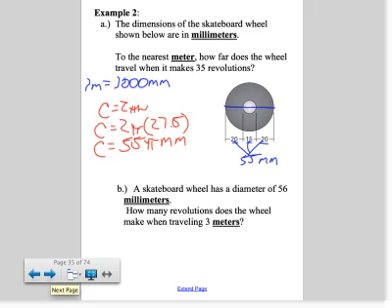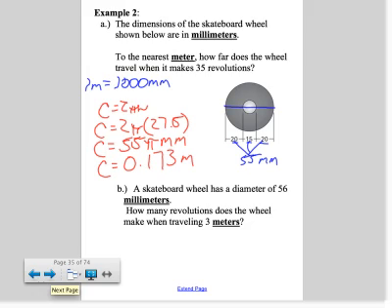And since I want to convert that to meters now, I have 55 pi millimeters. If I want to convert that to meters, then what I have to do is take that and divide it by 1,000. So I have 55 times 3.14, which is 172 millimeters, divided by 1,000 tells me that the circumference here is 0.173 meters.